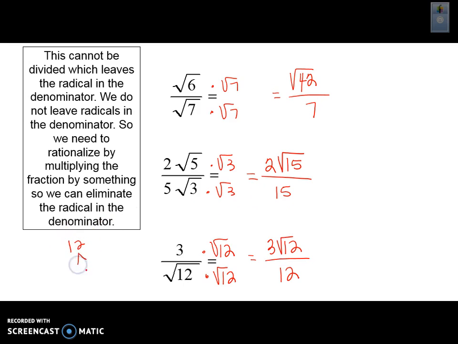So if I come over here and break down 12, I've got 4 and 3, 2 and 2, so there's my pair of 2's, comes to the outside, so I've got 6 square root of 3, still a 12 on the bottom. Now my 6 and 12 will reduce, so I have 1/2, which makes my final answer square root of 3 over 2.